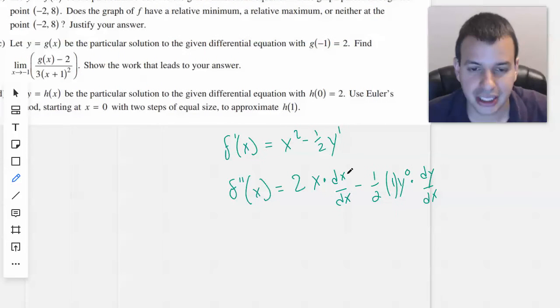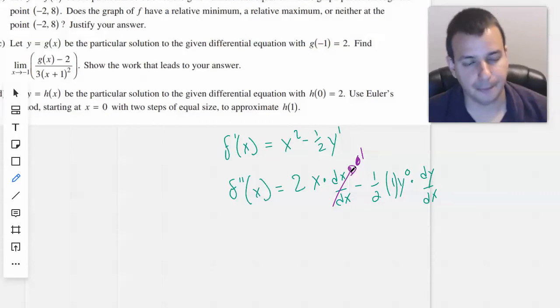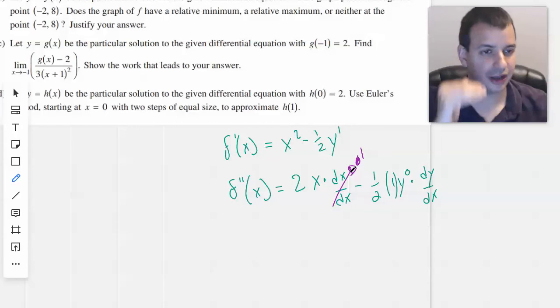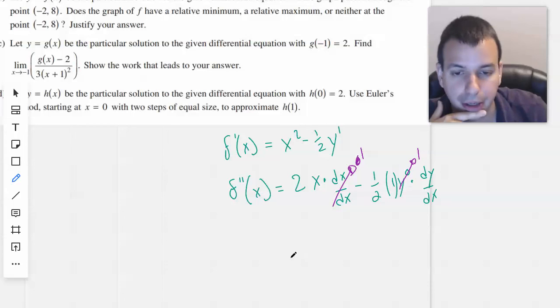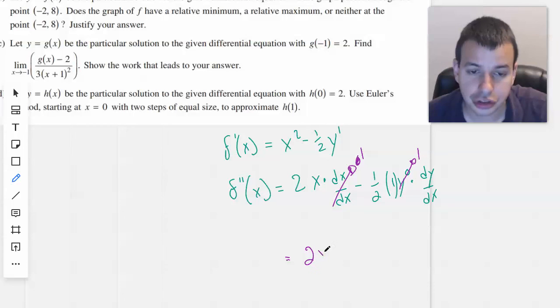So dx over dx, that's just 1. Pretty much whenever you have one value over the exact same value, it's pretty much always going to be 1. We can ignore the 1 here. Y to the 0, well, that'll also be 1. And we are left with 2x minus 1/2 dy dx.